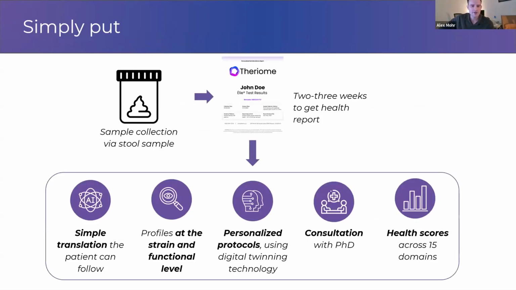So really simply put, it's as simple as you just collecting a sample in the comfort of your own home. Thankfully, we have specialized stabilizing chemistry in our kit that keeps your sample stable for 2 months at room temperature, but we recommend you get it back to us as quickly as possible. We sequence and then we perform all the bioinformatics and digital twinning on your sample and provide you with a very comprehensive report, one that I think really stands out currently in the market.